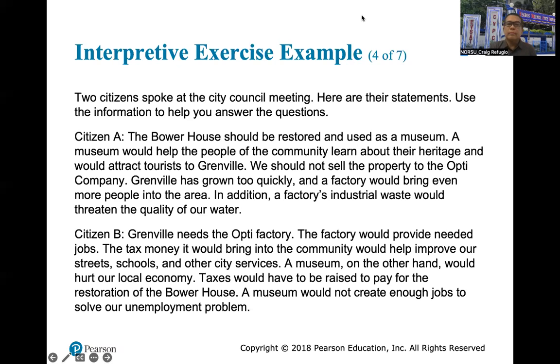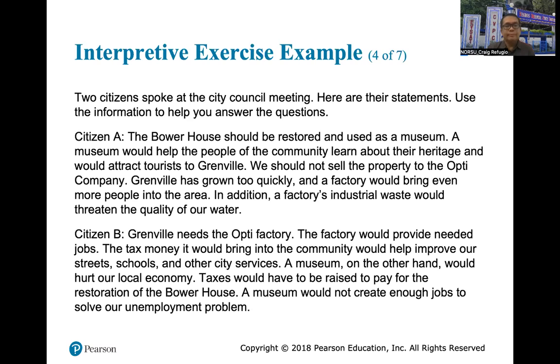So the Boer House should be restored and used as a museum. A museum would help the people of the community learn about their heritage and would attract tourists to Greenville. We should not sell the property to the Opti company. Greenville has grown too quickly, and a factory would bring even more people into the area. In addition, a factory's industrial waste would threaten the quality of our water. Should I continue with Citizen B, sir?